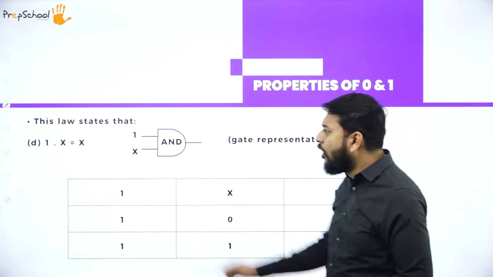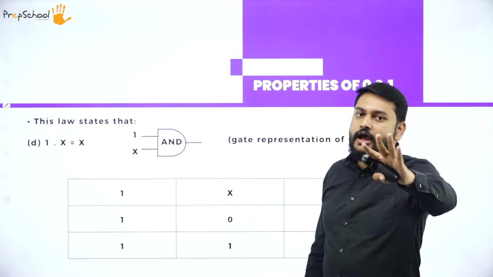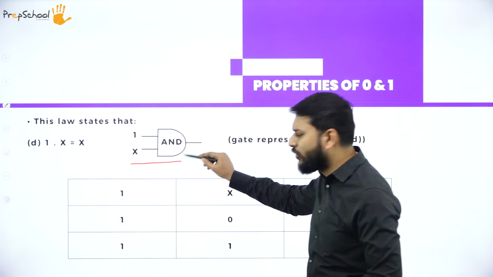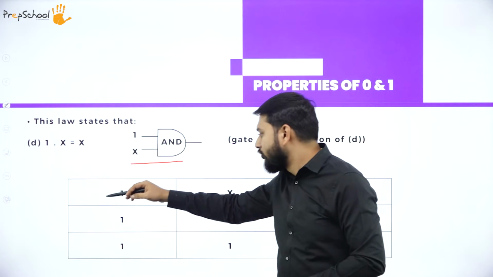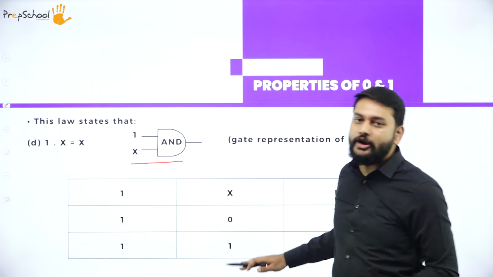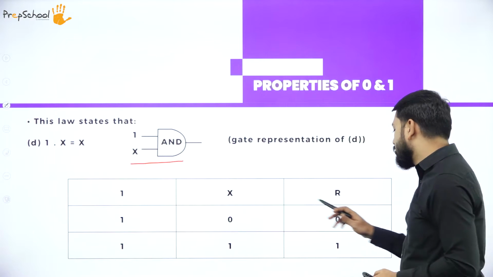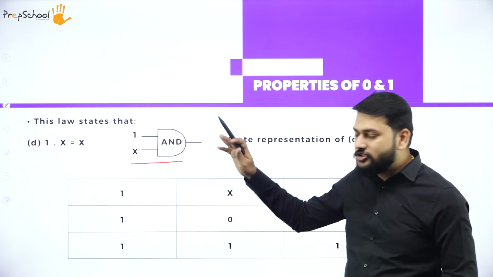We have the fourth law: 1 into x is equal to x. First thing, as you did in the last three, you write the logical symbol and then two inputs, that is 1 and x. You write the truth table. So 1 as it is, 1 1 you will write, and for x, 0 and 1. Then you will perform the multiplication. 1 into 0 is 0, 1 into 1 is 1. This is how you will write the fourth law.